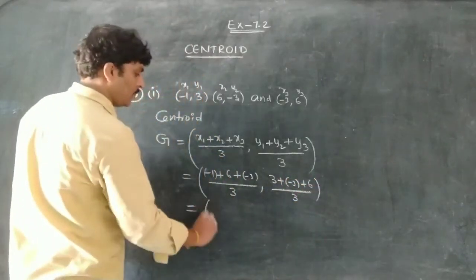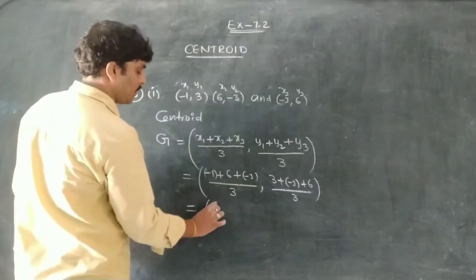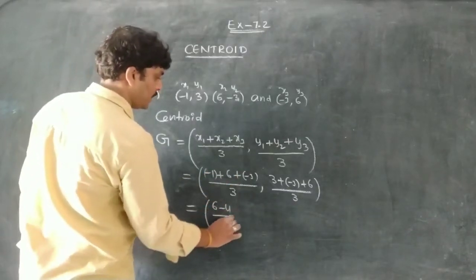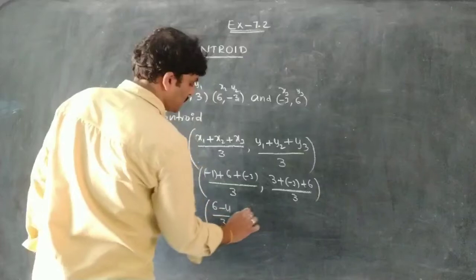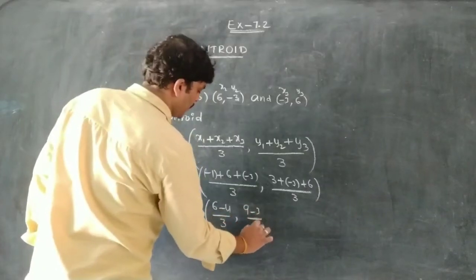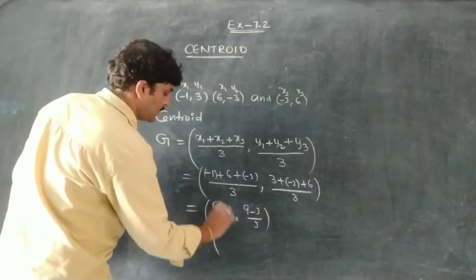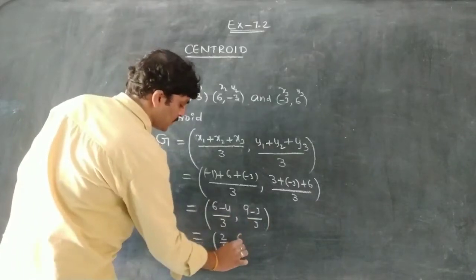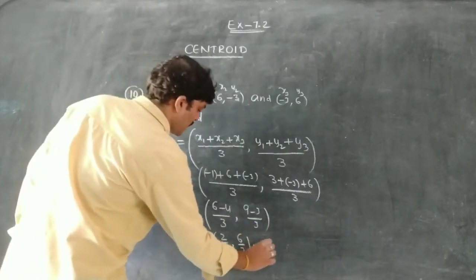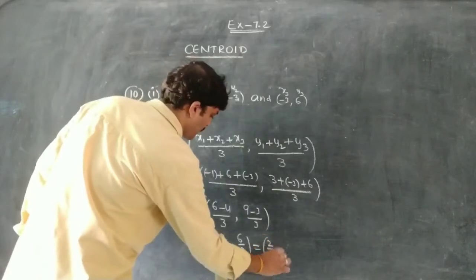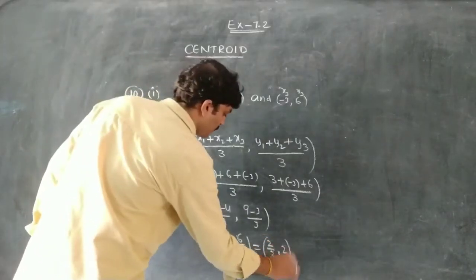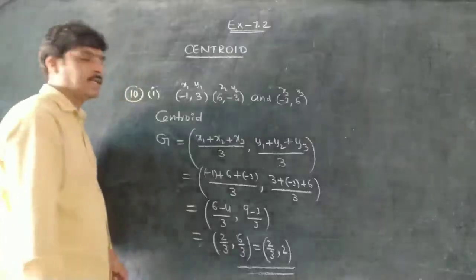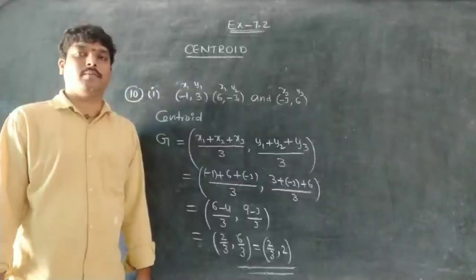Now here minus 1 plus 6 minus 3, minus 4 by 3. Here 3 plus 6, 9 minus 3 by 3. It is 6 minus 4 is 2. 9 minus 3 is 6 by 3. So final answer is 2 by 3 comma 6 by 3 is 2. This is the method to find centroid of the triangle.